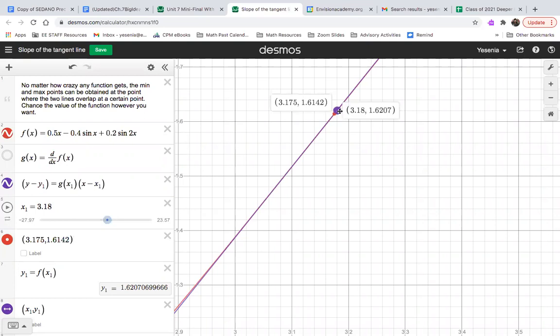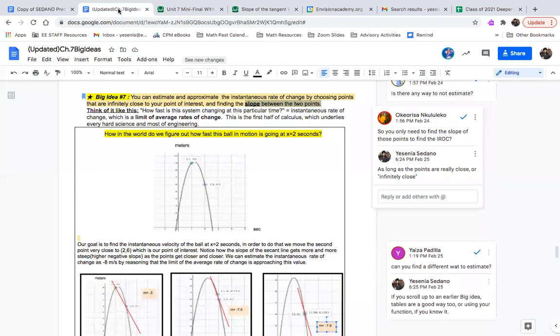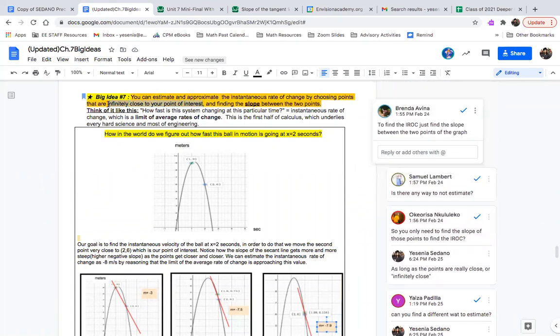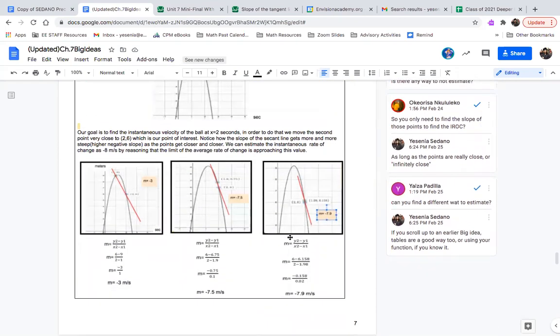There's a question in the chat. What does the other coordinate represent? So the second one, this one in red that we just found, is us trying to apply big idea number 7. We know we have our point of interest, which AJ found, was at around 3.18. The slope was the steepest. We now had to choose a second point that was infinitely or very close to that point. That's what that second point represents. It's just another point that's very close to the point of interest. And why we're choosing that is so that we can estimate the instantaneous rate of change at that location.